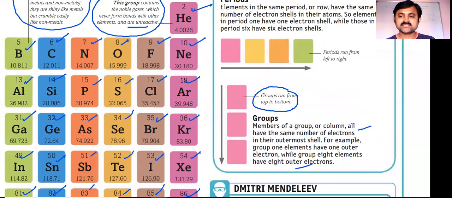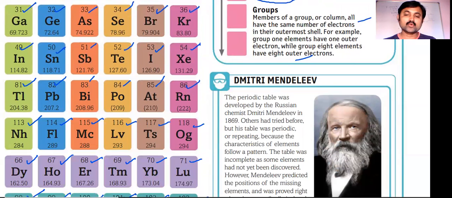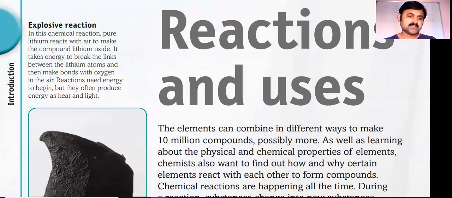While in the case of periods, periods run from left to right, and the elements in the same period, or row, have the same number of electron shells in their atoms. The number of electrons is different. For example, from lithium to neon, the number of shells is the same. So when the shell number is the same, they are periods, and when the outermost electron number is the same, they are groups. We observed up to there in the last session also.